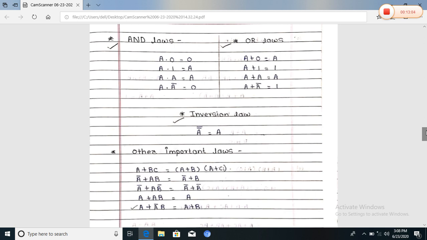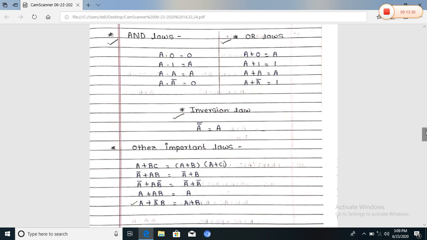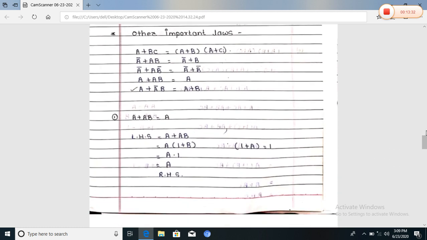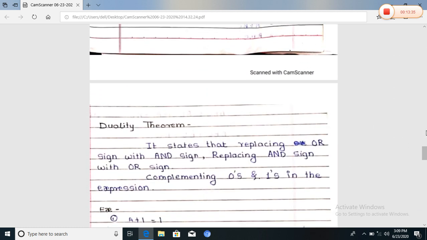These are all the laws, that is commutative law, distributive law, associative law, AND law, OR law, inversion law, and other important laws we use to solve the Boolean expression. In the next lecture we will reduce the Boolean expression by using all these laws. These are all the laws we study. Next point, duality theorem.